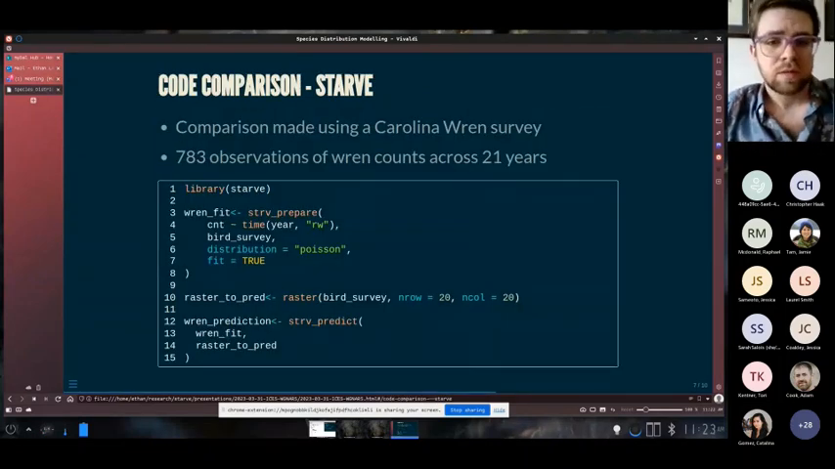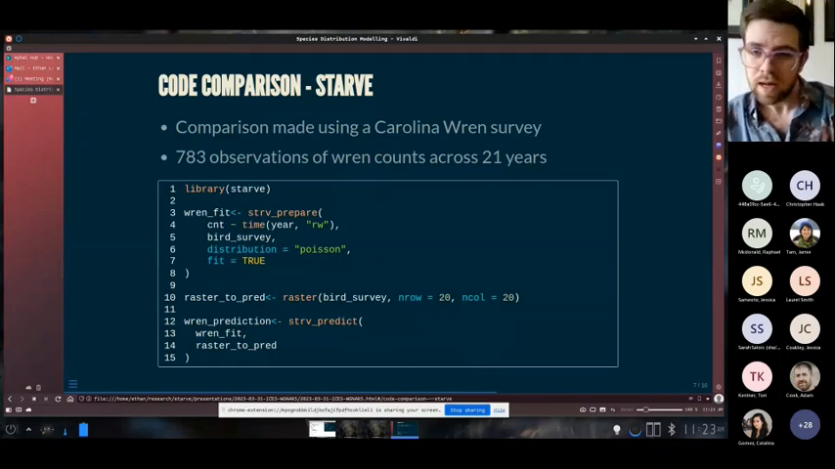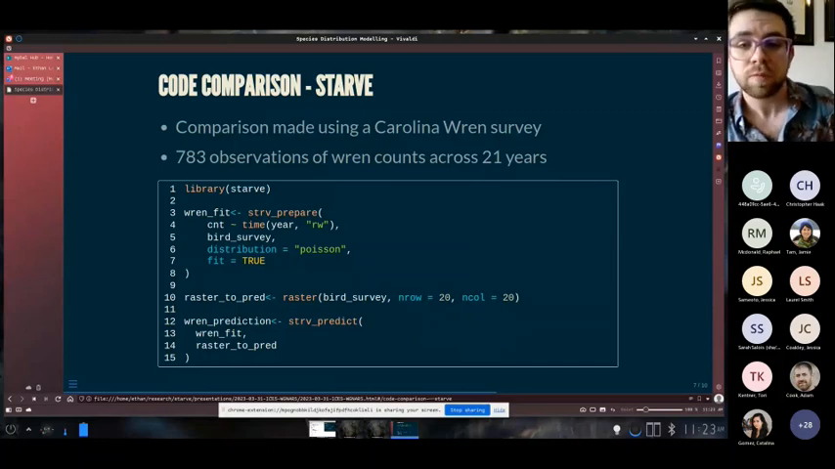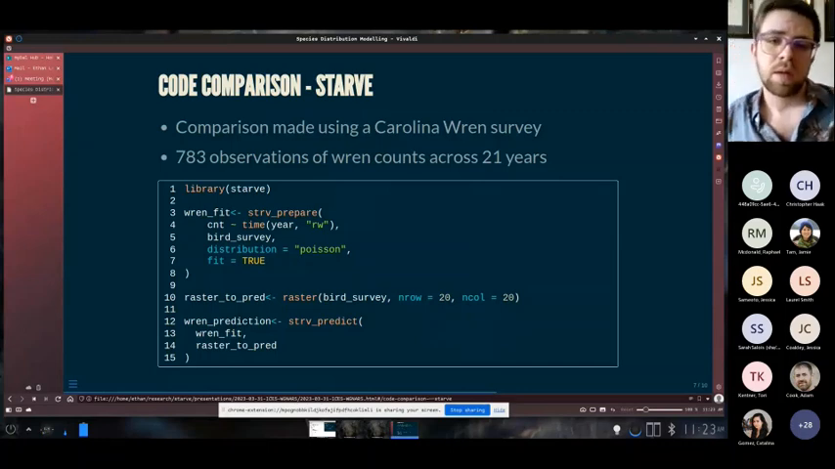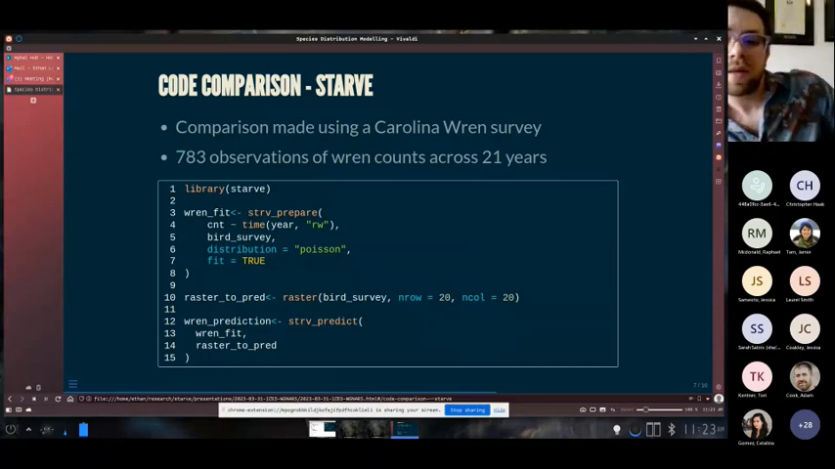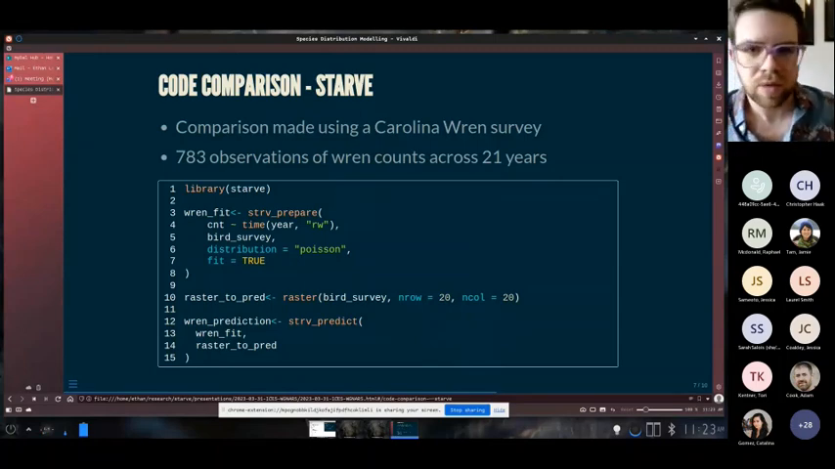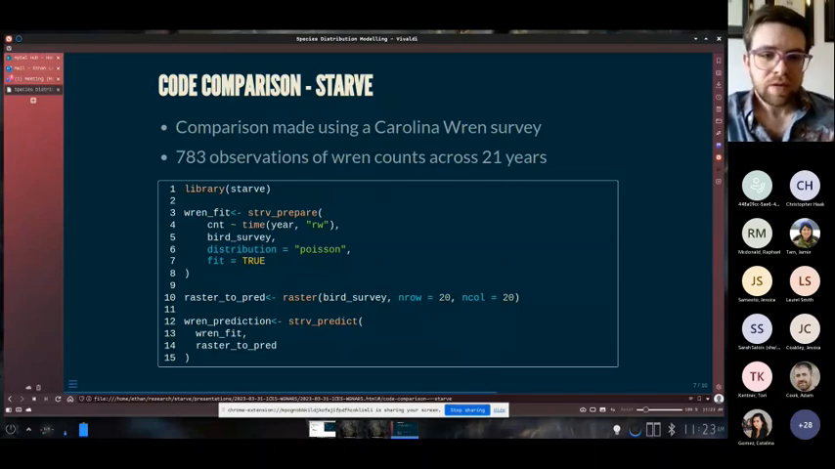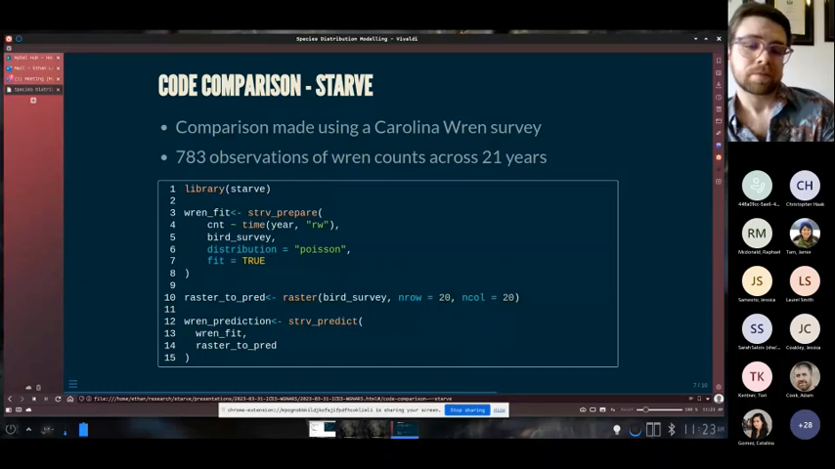How to use this package? I'll just go really briefly. I'll compare my package STARV to the most popular competitor, which would be R-INLA, which if you've used spatial methods before, you've probably at least heard of. So this comparison was made using a Carolina Wren survey. This was just birds in the state of Missouri, and this had 783 observations of wren counts across 21 years.